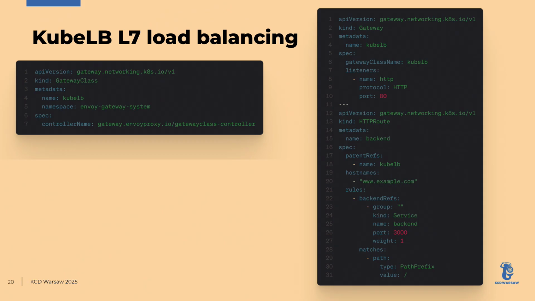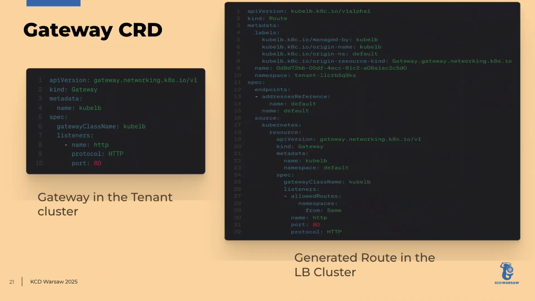I deployed my backend application. It's just a plain pod and service on port 3000. I want to serve it on this host name, and I want to have a direct connection. So the gateway in the tenant cluster gets created and picked up, and like I said, kubelb creates its own CRD. This is called a route. It has specific labels to catch the proper service and the pod in the LB cluster. We copy all the resources from the gateway, and we also keep the reference of the endpoints here as the default because it's a plain service.